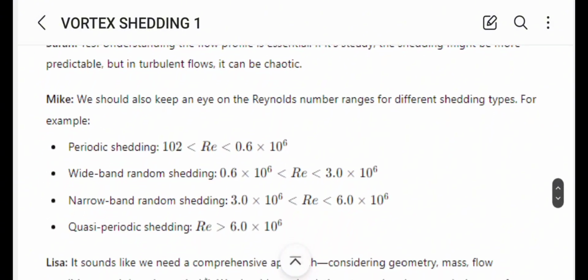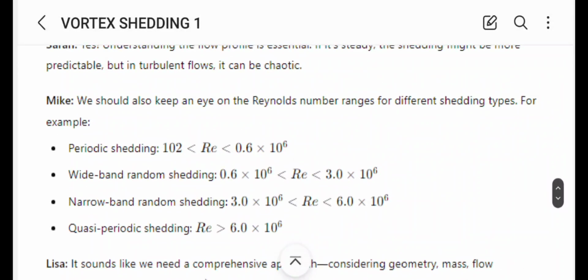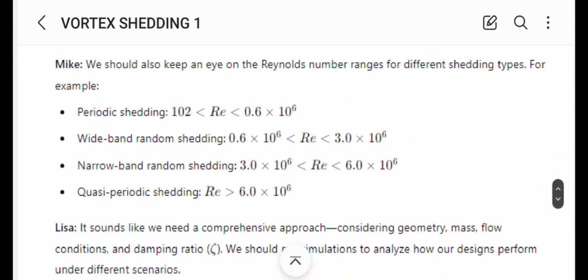We should also keep an eye on the Reynolds number range for different shedding types. For example, if the Reynolds number is very low, it becomes periodic shedding. If it is very high, it becomes quasi-periodic shedding, wide band random shedding, narrow band random shedding. This all depends on the Reynolds number.